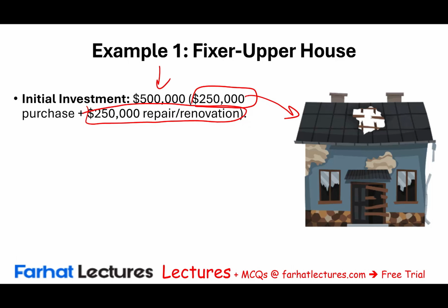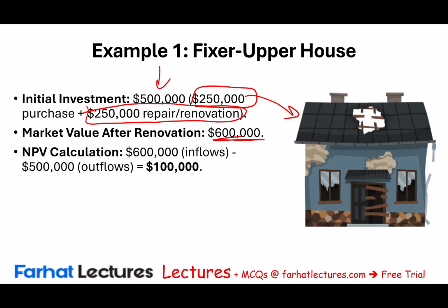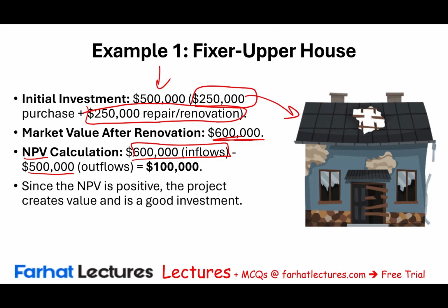So you bought it, and a month later you fixed that house. You turn around a month later and you sold it for $600,000. Did you create value? Yes, you did create value. You created value of $100,000. How do I know this? The net present value computation. Your inflow is total $600,000. Your outflow is $500,000. You have a net present value of $100,000. Since this is a positive, you created value from this investment.